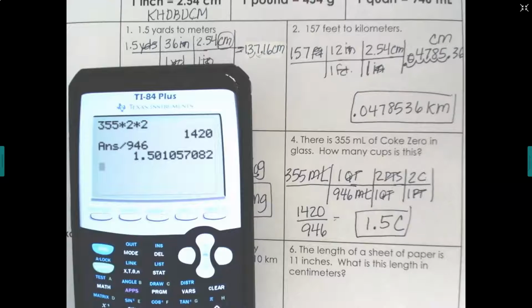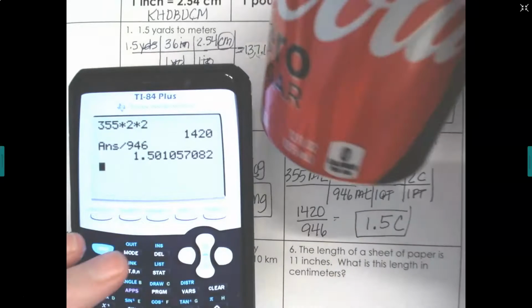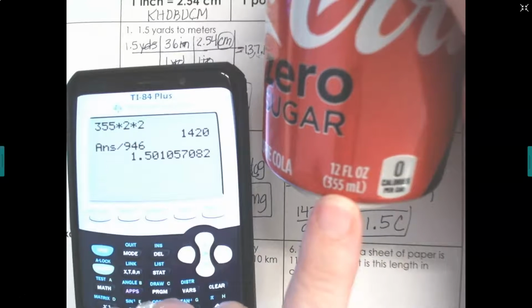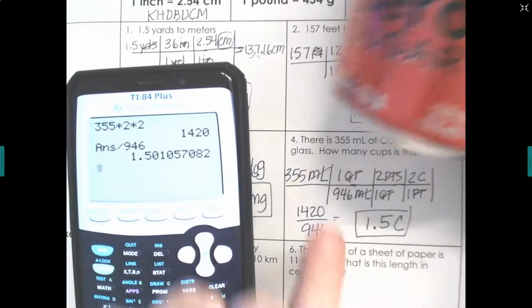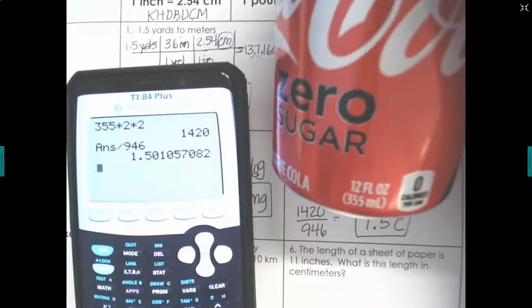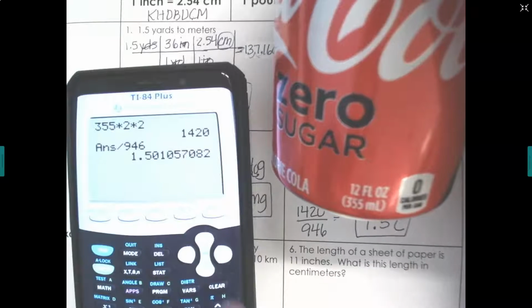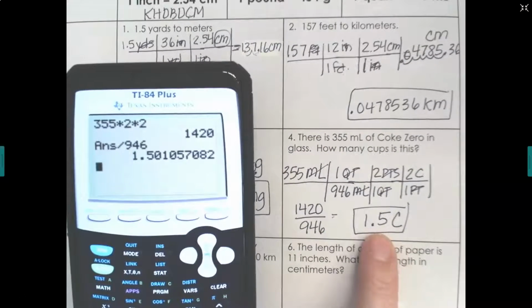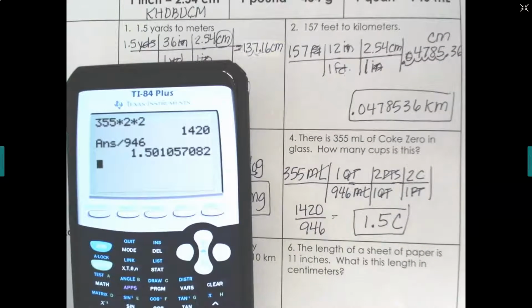Now let me point this out. I've got my Coke can here, and it is 355 milliliters. That's where I got the 355 from, which is 12 ounces. Remember, a fluid ounce for a cup is 8 ounces, so there were 4 more. So that's 1 whole cup and half of another, which is exactly what we got here.